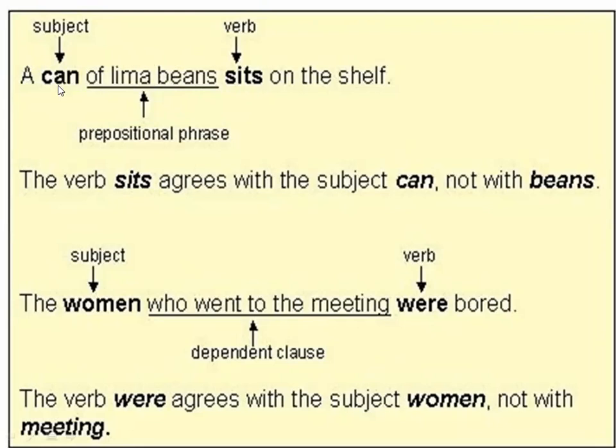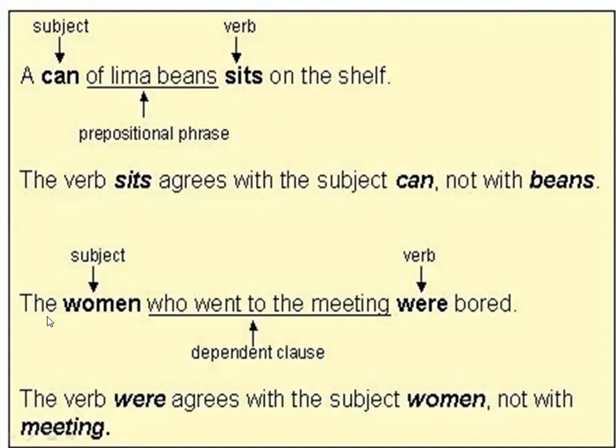When we look for the subject, we should not be confused that we have to look at beans. No, beans are plural, but we have to see the subject actually. If the subject is singular, you have to use a singular verb. If the subject is plural, it can be that cans of lima beans sit on the shelf. Now we can use sit over here because we are talking about cans, the plural form of the subject.